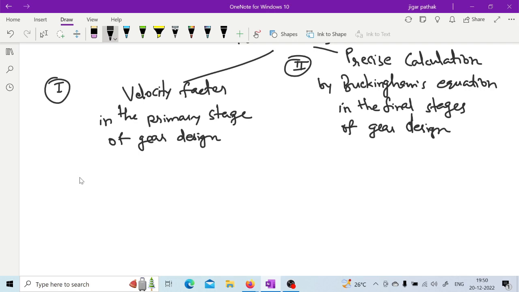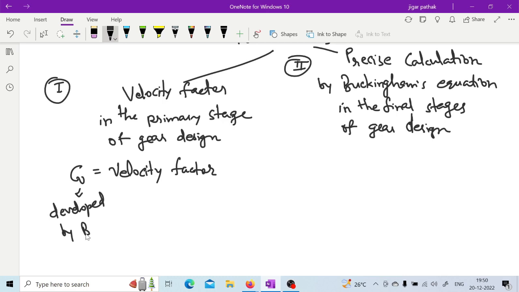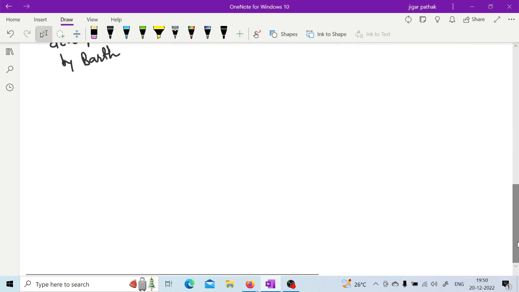There are various conditions in which we need to consider various velocity factors, and this velocity factor is denoted as CV, right? As we considered the service factor for the fluctuation in torque supplied, here we are going to consider this velocity factor. We will see for what different cases we need to consider this factor with which particular expression. This velocity factor is developed by Barth.